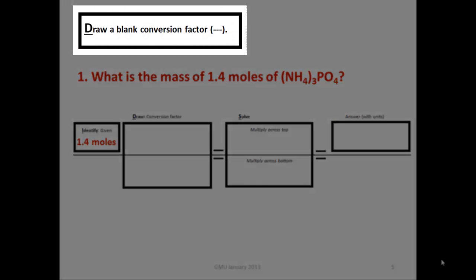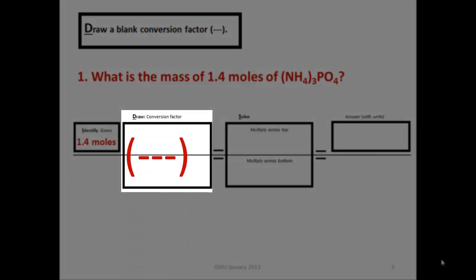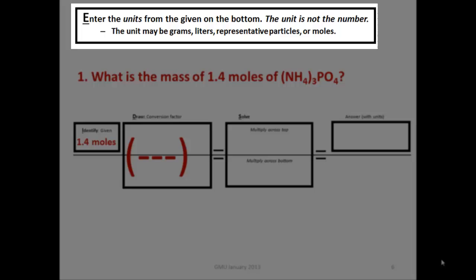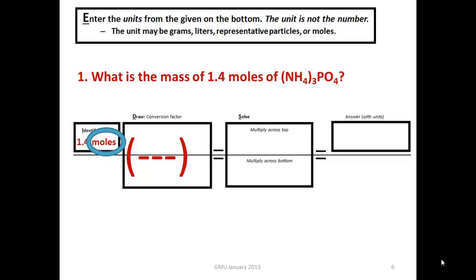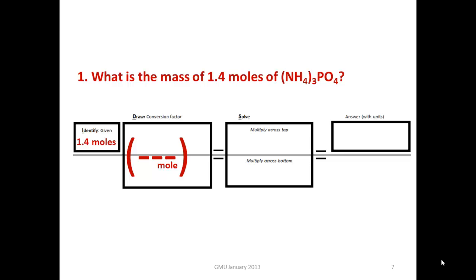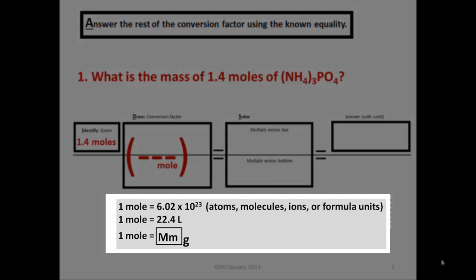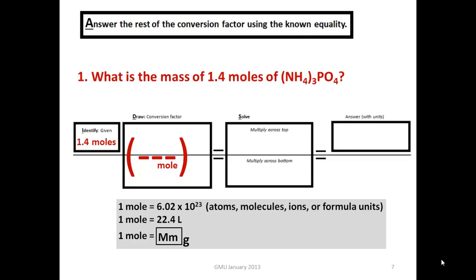Next, we draw a blank conversion factor. Now, enter the units from the given on the bottom. The units in the given are moles, so moles goes on the bottom. Now we're ready to answer the rest of the conversion factor using the known equality. For this, we'll need our gray box of mole equalities. If you look at the gray box, the number that always goes with moles is 1. So we'll put 1 on the bottom with moles.